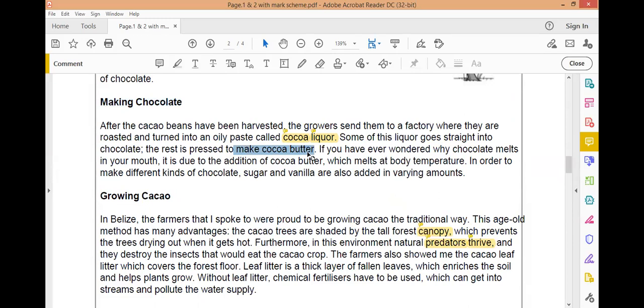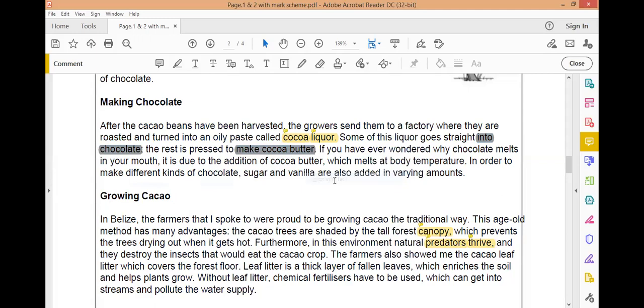What else? It melts at body temperature in order to make different kinds of chocolate, with sugar and vanilla. Yes, but you can see that some of this liquor goes straight into chocolate directly. Muhammad, you agree with me? Into chocolate. And the rest is pressed to make what? Cacao butter. That's enough for the details.